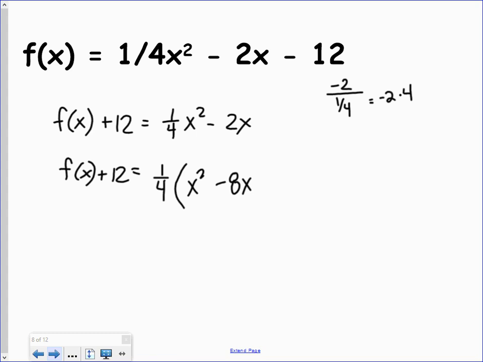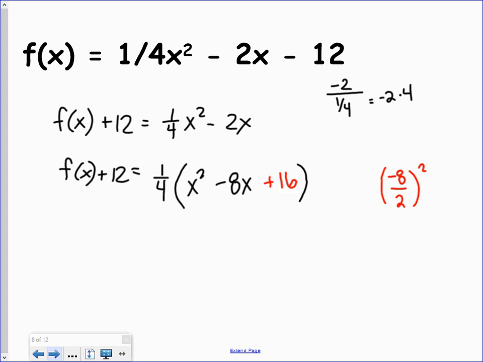Okay, so now that I've removed the 1/4, you can only complete the square if the leading coefficient is 1. Can I complete the square? Yes. What number completes the square? 16. How are we getting that? Half of the middle term, the x term. So that coefficient, negative 8, divided by 2, and then square it. So 16 is what completes the square. Okay, now we've got to be really careful.